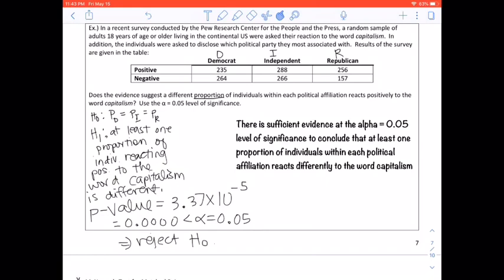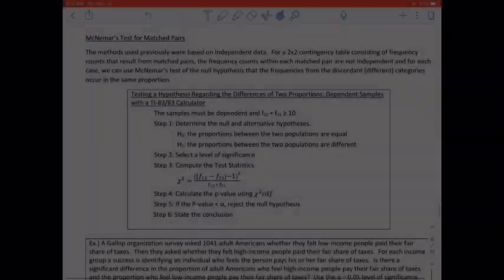So in conclusion, there is sufficient evidence at the alpha equals 0.05 level of significance to conclude that at least one proportion of individuals within each political affiliation reacts differently to the word capitalism.